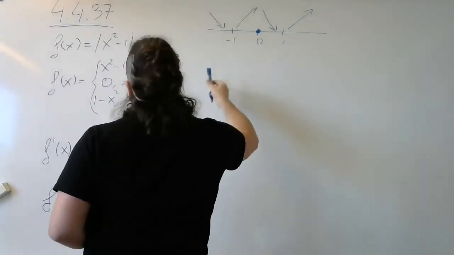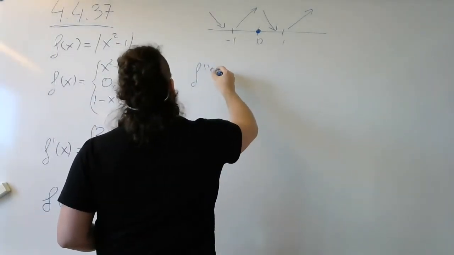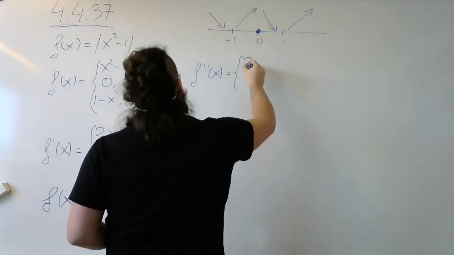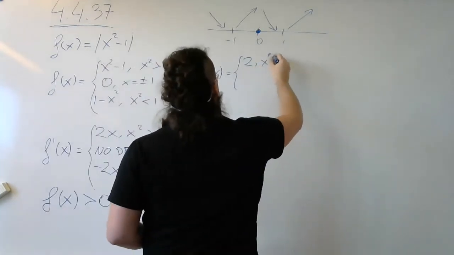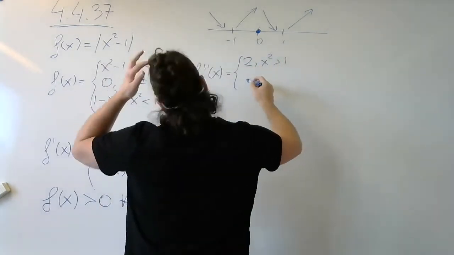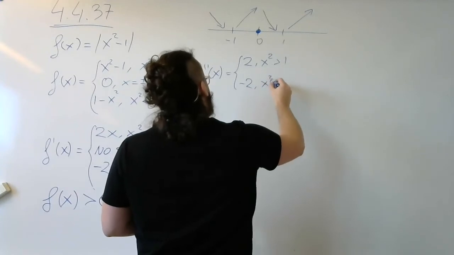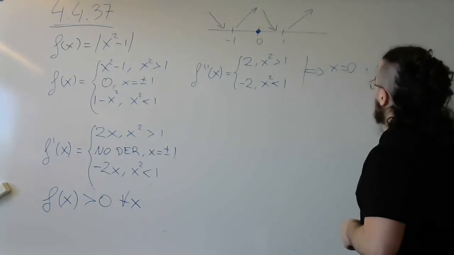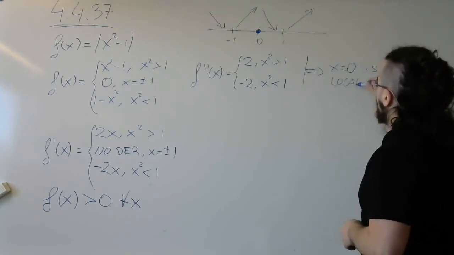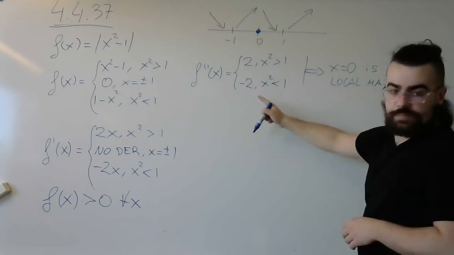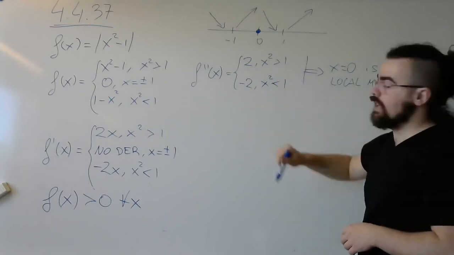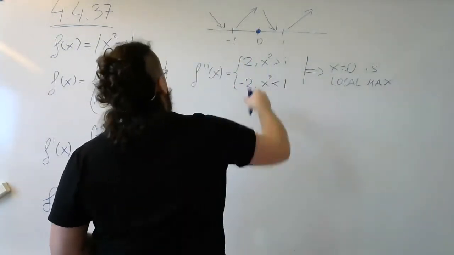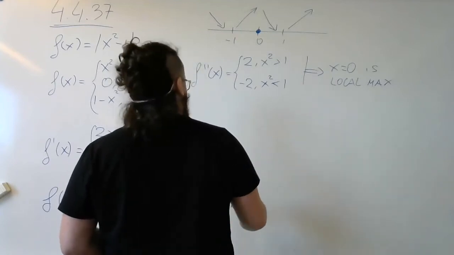In order to check that 0 is a local maximum, I'm going to take a look at the second derivative, which is 2 if x squared is greater than 1, minus 2 if x squared is smaller than 1. So x equals 0 is a local max. The second derivative is smaller than 0, so it's a maximum. So we have the intervals of increasing and decreasing.